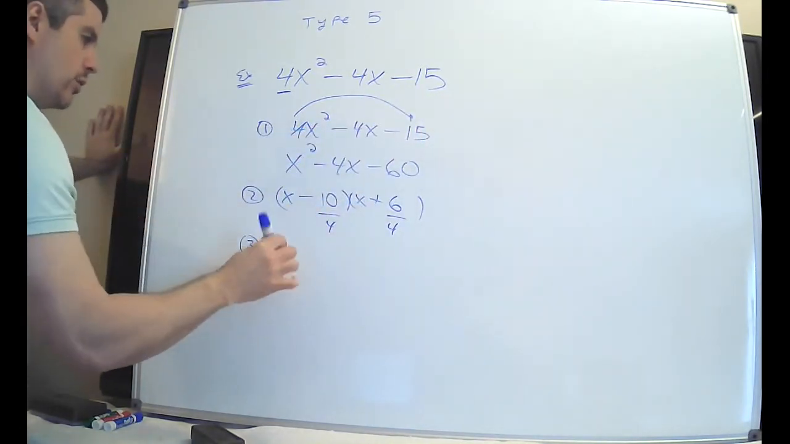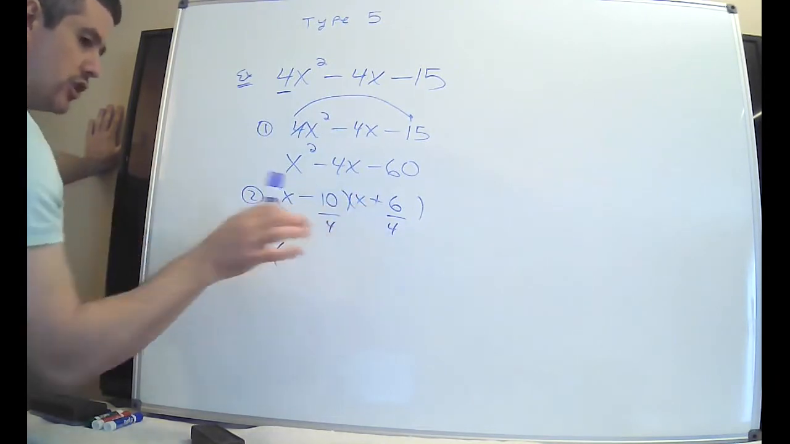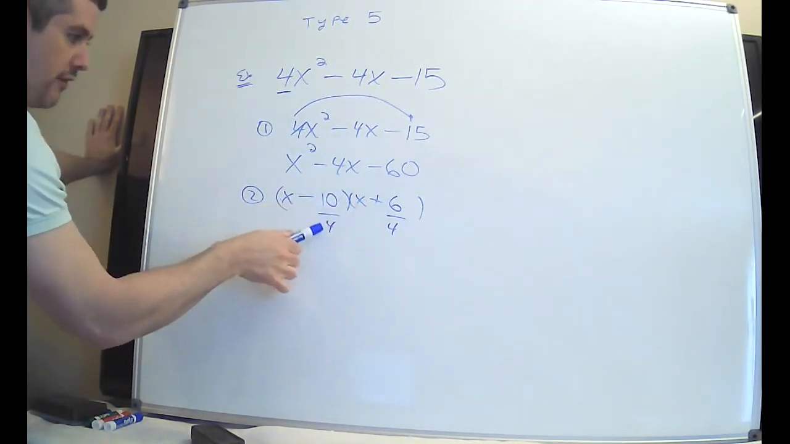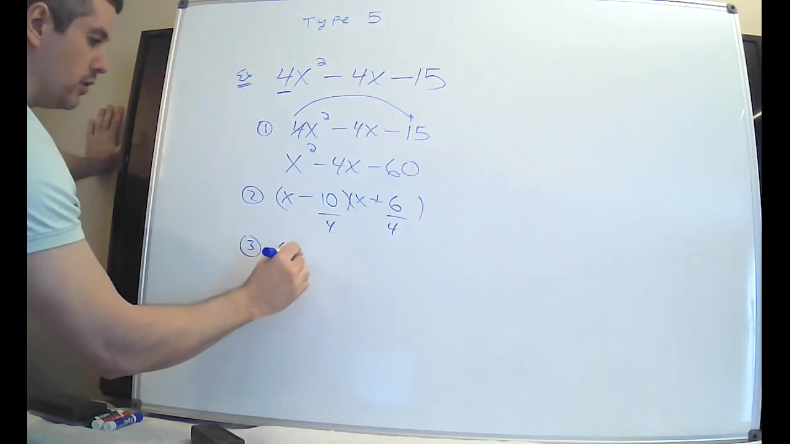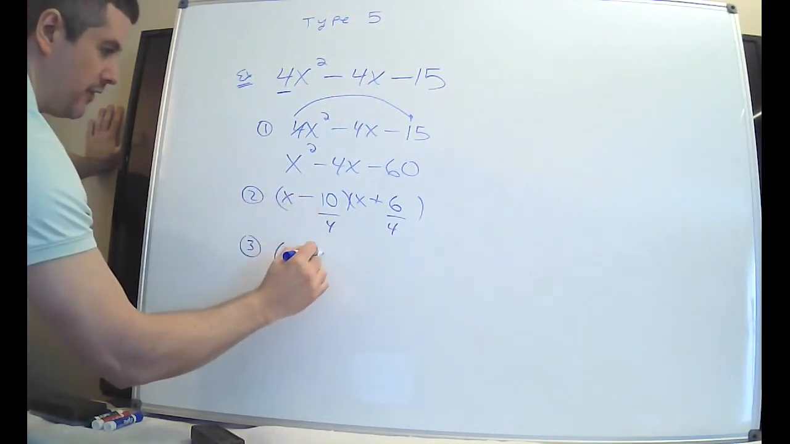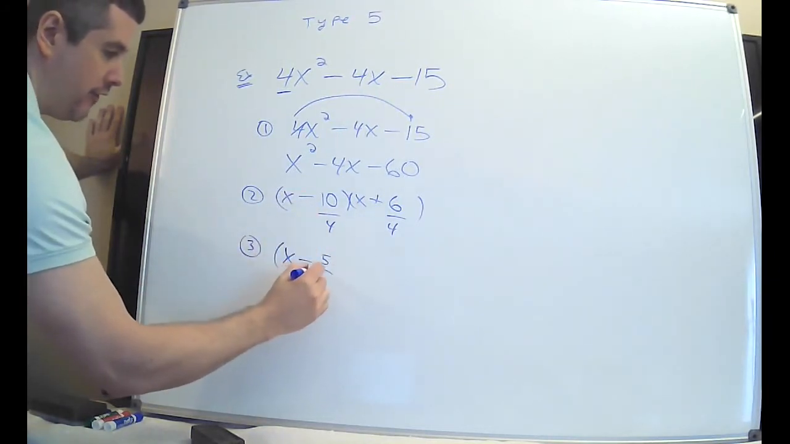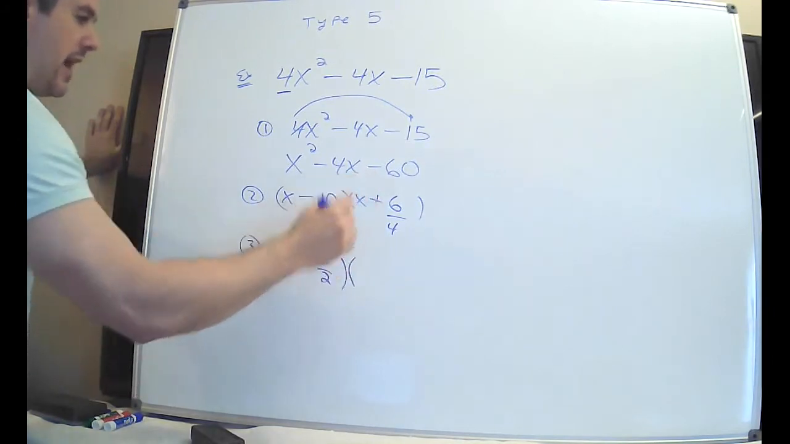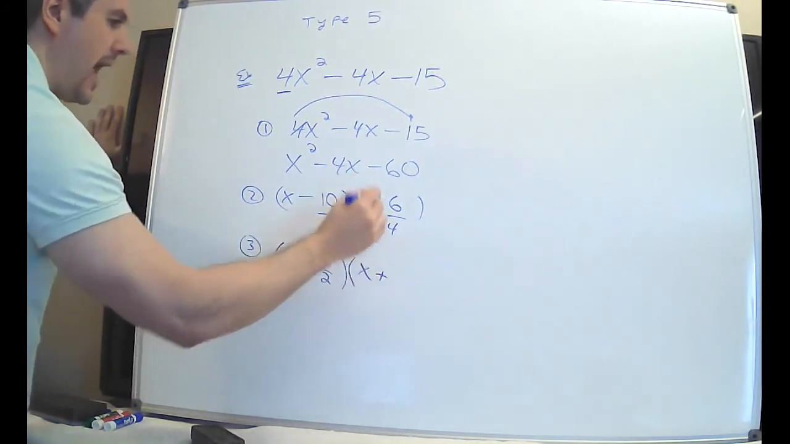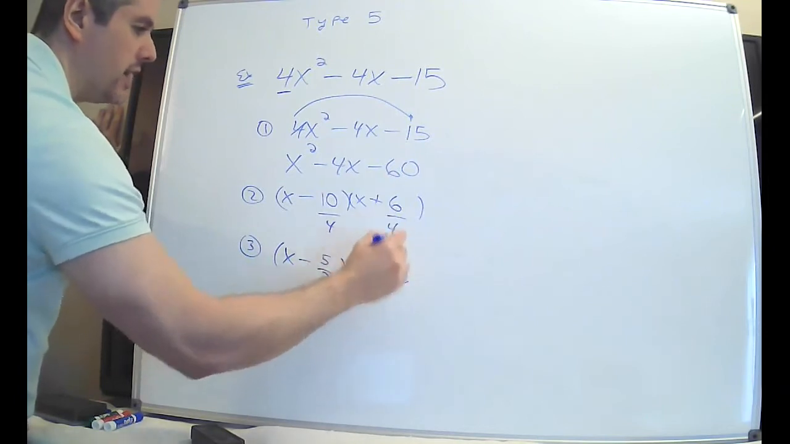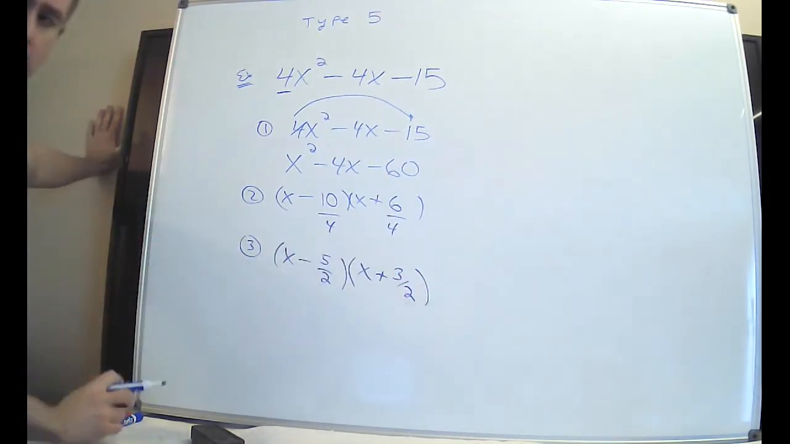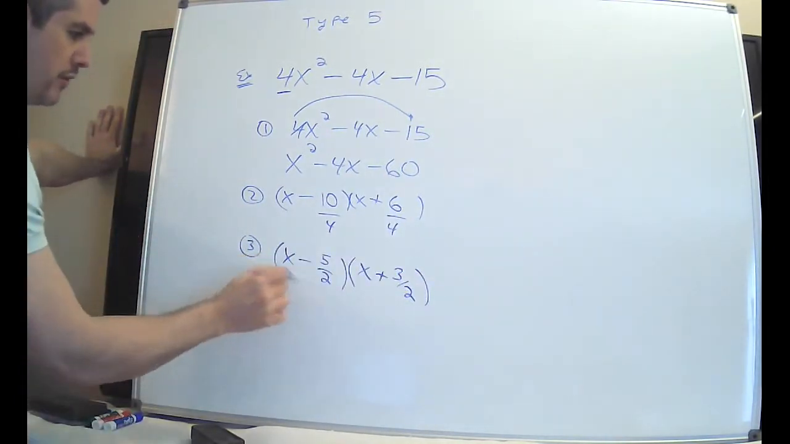What you have to do is reduce these fractions to lowest terms. So 10 and 4 are both divisible by 2. So I want you to cut them in half. Half of 10 is 5. Half of 4 is 2. Now the other one, again, cut them in half. Half of 6 is 3. Half of 4 is 2. Just like that.